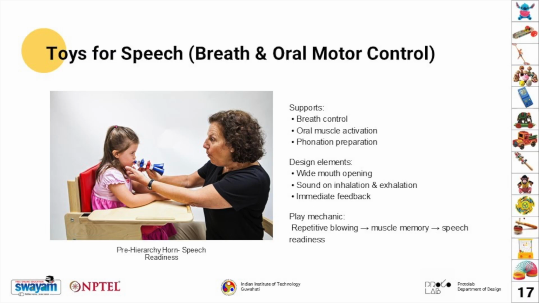The wide mouth opening reduces motor precision demand. This lowers frustration and allows repeated attempts. Through repetition, children begin to voluntarily control breath, support, and airflow. This is foundational for producing phonemes like ma, ba, and pa. So the toy is not teaching speech directly. It is teaching the physical prerequisites for speech.